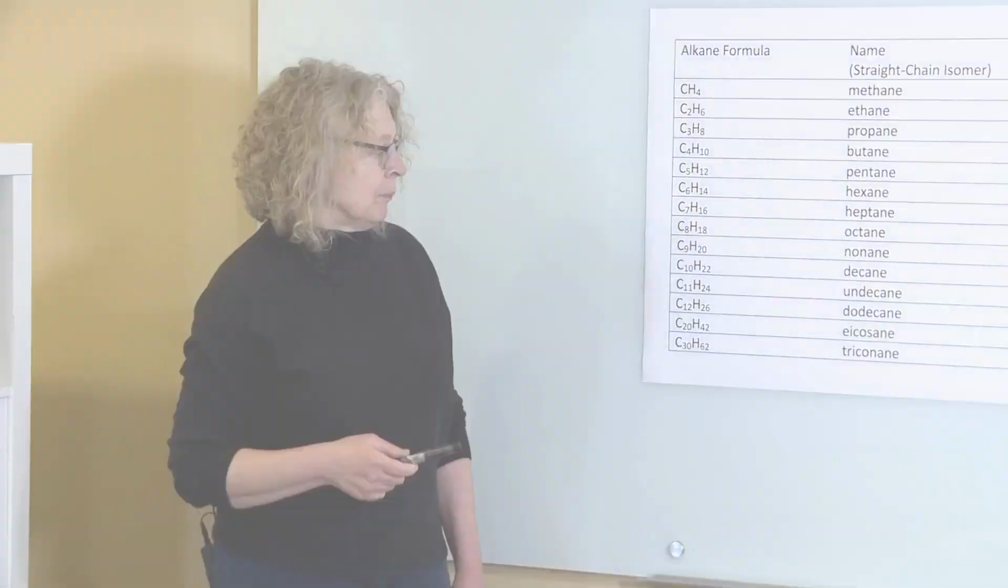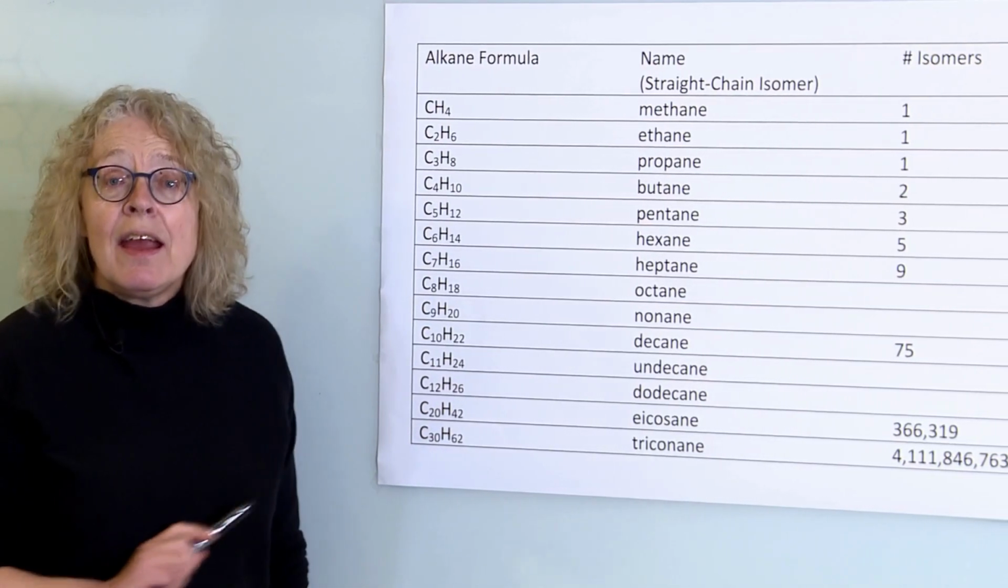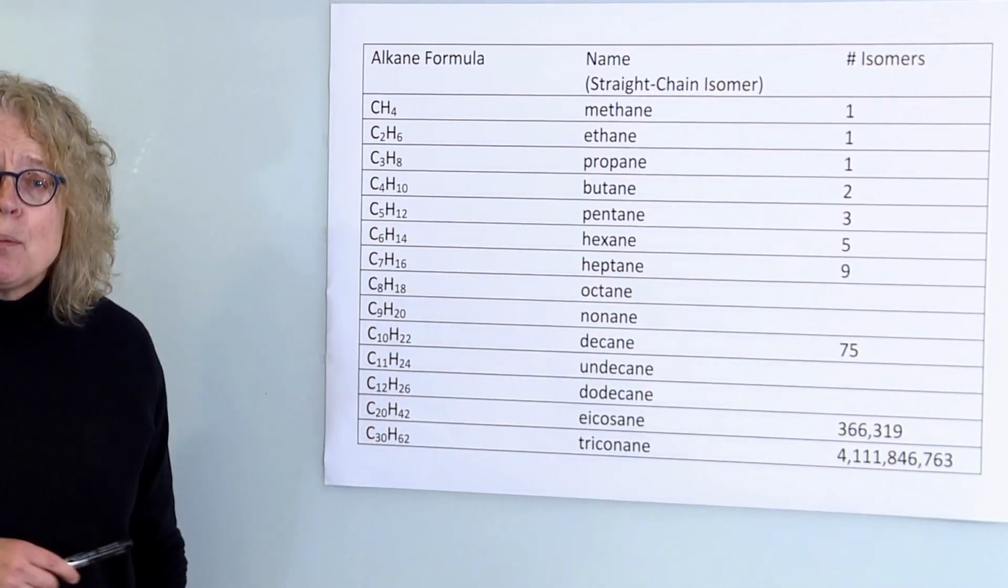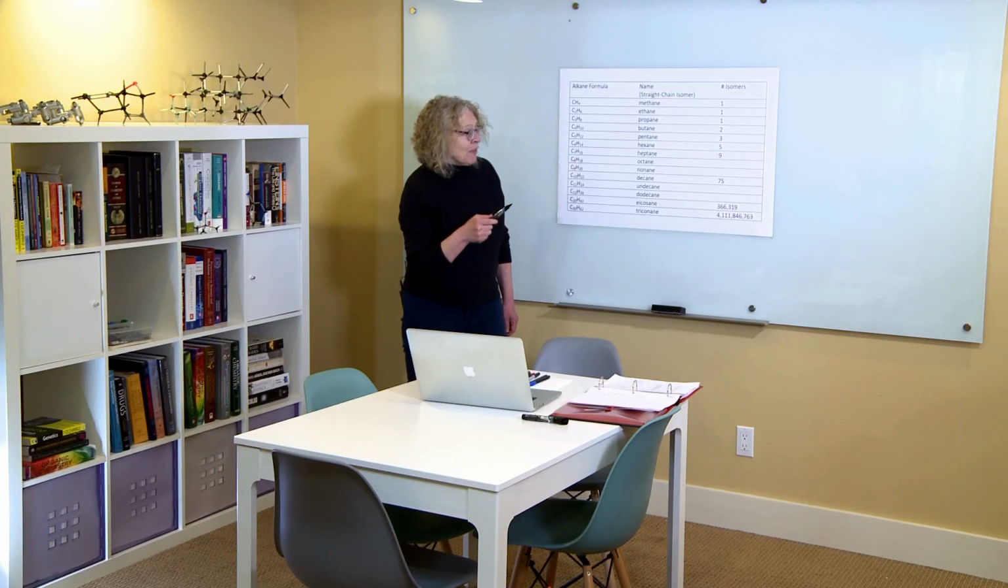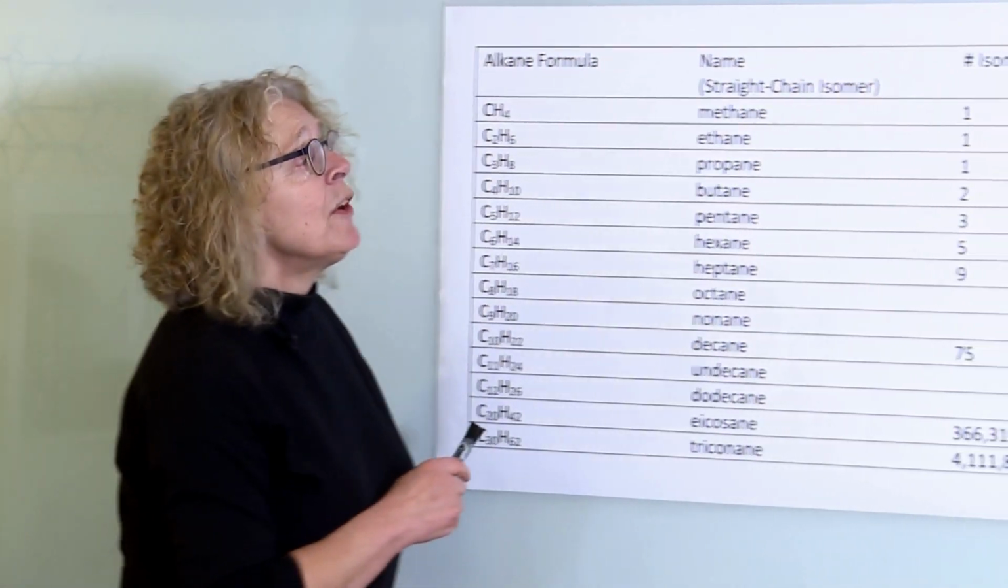Ask your professor. I do want to point out, though, that by the time you get to the C30 alkane, there are over 4 billion isomers, and the IUPAC nomenclature will let you name every single one unambiguously, so it's amazing.